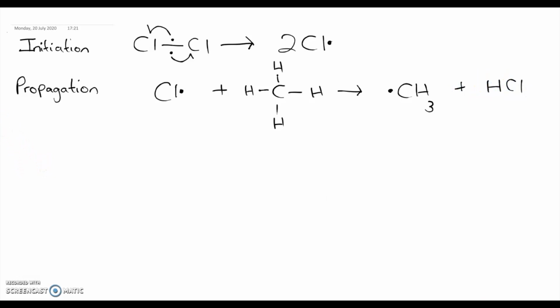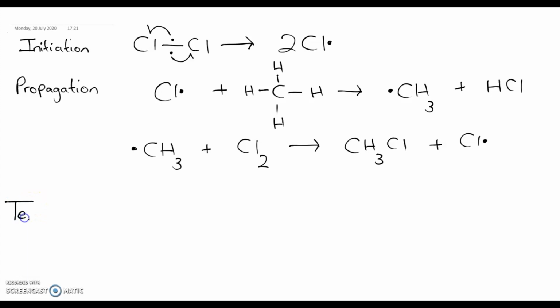And this is a 2-step process, propagation, because the CH3 radical can react with chlorine to form CH3Cl and a chlorine radical. So the chlorine radical has been regenerated, so it can go on and react with more molecules.